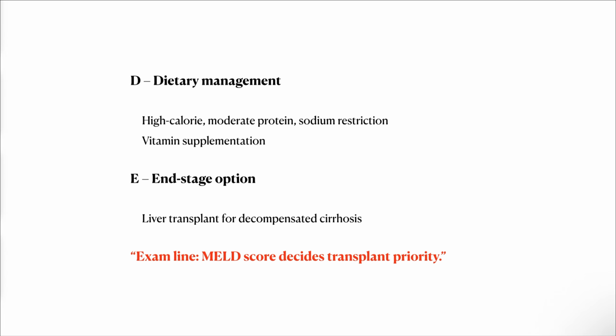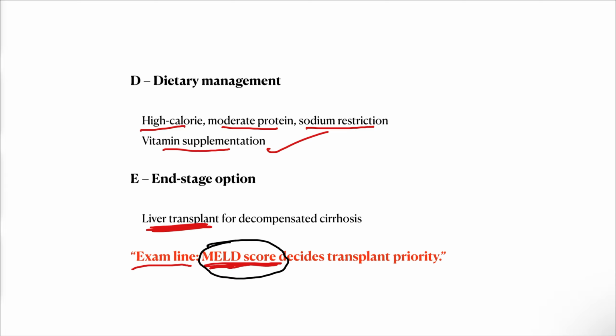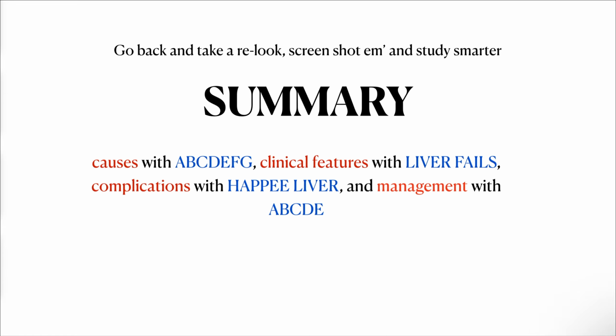Moving on to the dietary management, this is basic: high calorie, moderate protein, and sodium restriction, and vitamin supplementation, of course. End stage option is transplantation. So I have an exam line for you where MELD score decides the transplant priority. So MELD score is what we use for deciding if the liver needs a transplantation or not. Yes, and that is all.